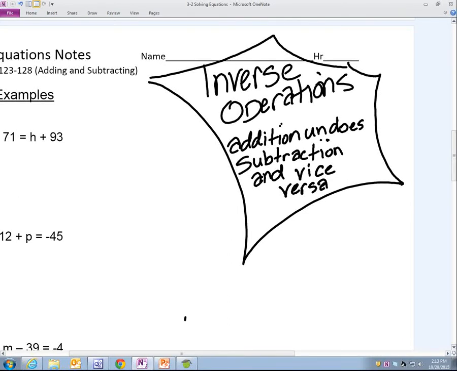Addition undoes subtraction, and vice versa. Subtraction undoes addition. They're both opposites of each other. If something's being added and I don't want it to be added anymore, I would subtract. If your backpack is too full, you had it just right, then you put a whole bunch of stuff back in it, you'd want to take some stuff out of it so it's just right again. It would be the same amount. So that's the inverse operation.